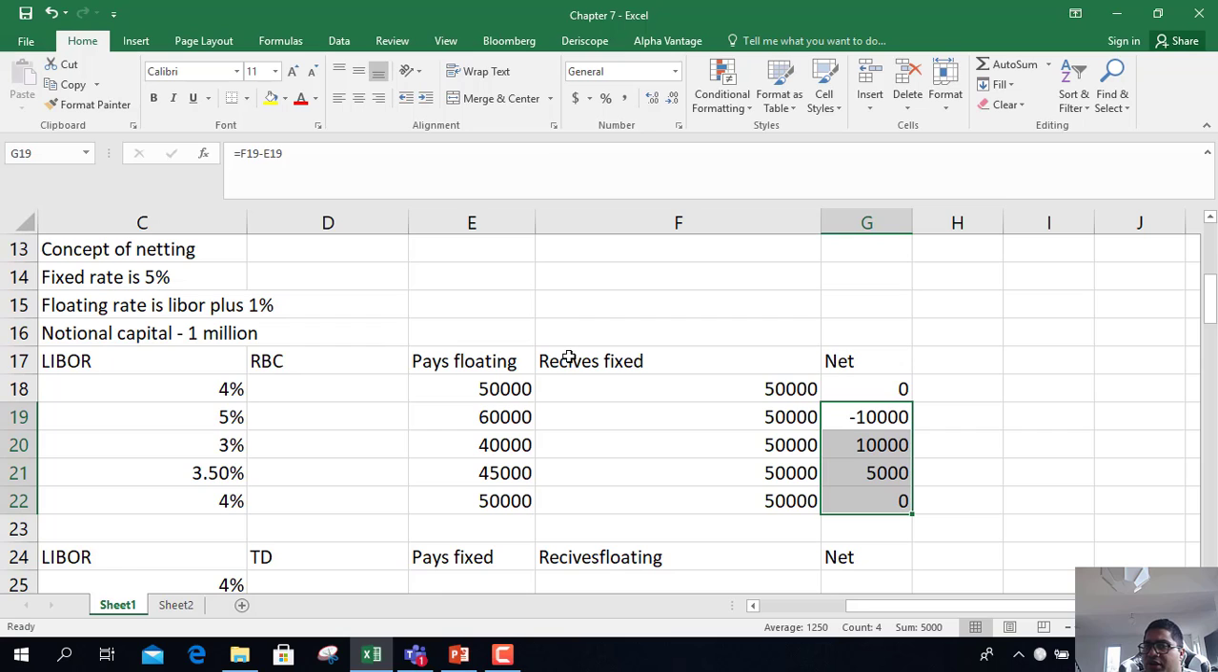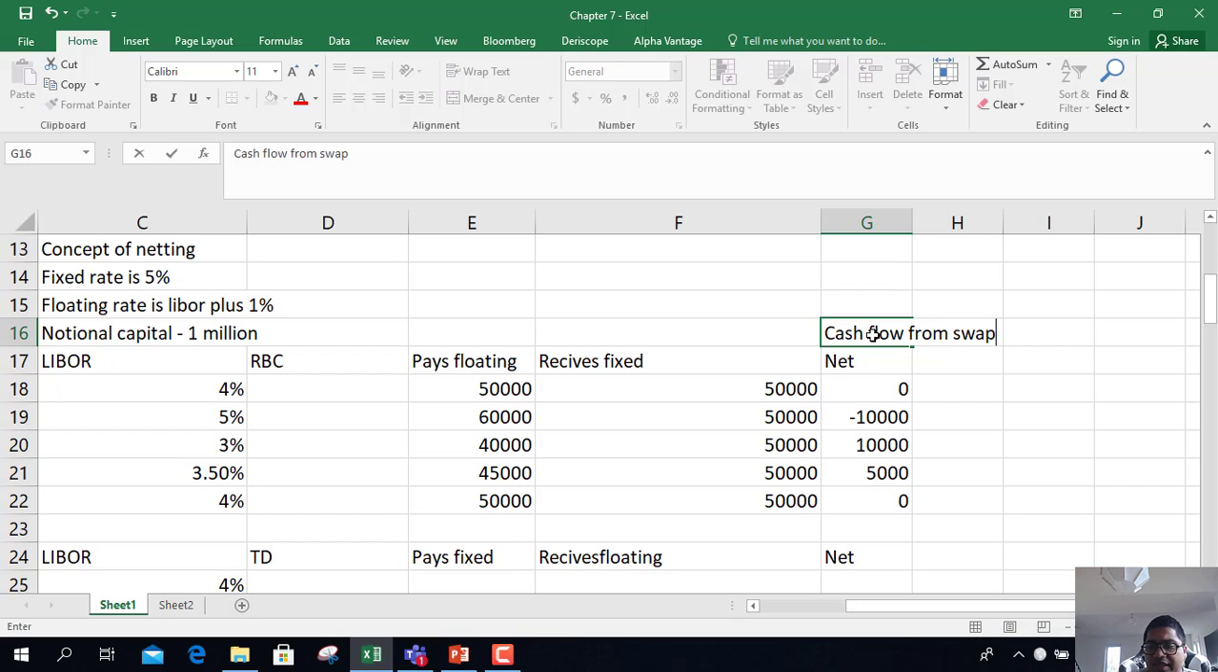So RBC, which is going to receive fixed and pay floating: in the first year nothing happens in the swap. In the second year RBC has to pay into the swap 10 grand. Then in year 3 it gets paid 10 grand. Then in year 5 it gets paid 5 grand. And in the final year nothing happens from the swap. So this is how netting is done, and these are the cash flows from the swap.